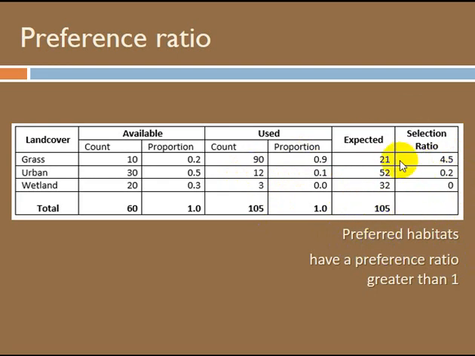So this is what you're going to set up. You're going to calculate what we would expect, and then you're going to calculate a selection ratio, and these two things should be coincident. The used versus expected and these should agree with each other.